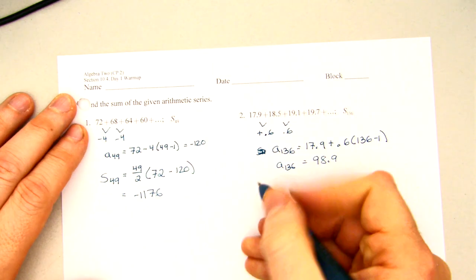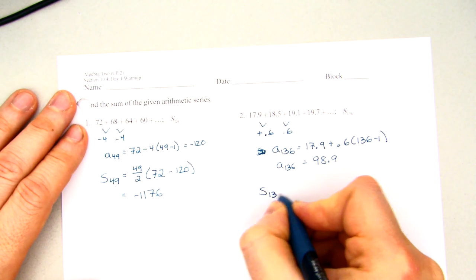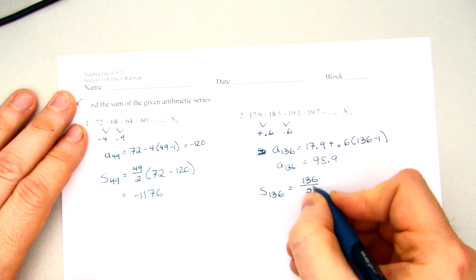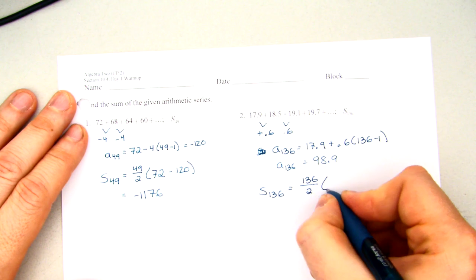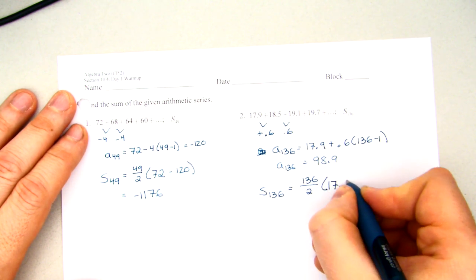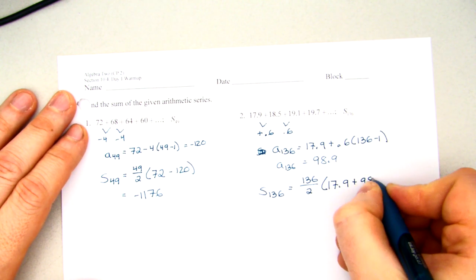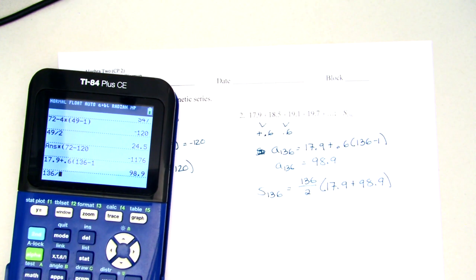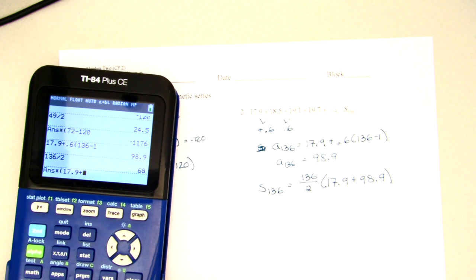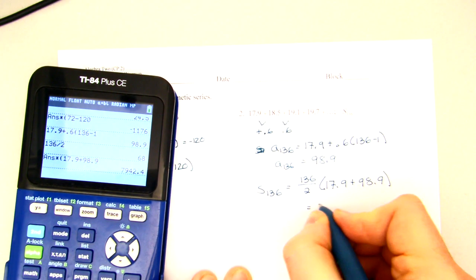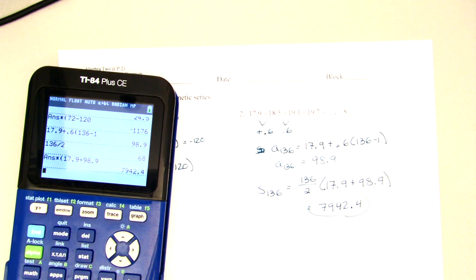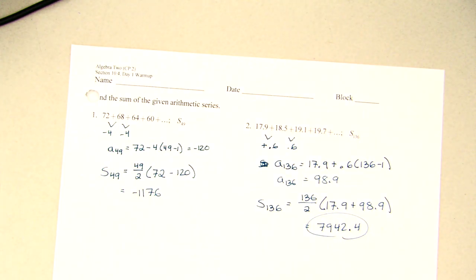I now have everything I need, and I can say S sub 136 equals 136 over 2 times first term is 17.9 plus last term is 98.9. Going to the calculator here, that will give me 7,942.4 for the sum of that arithmetic series. I'm going to pause the video.